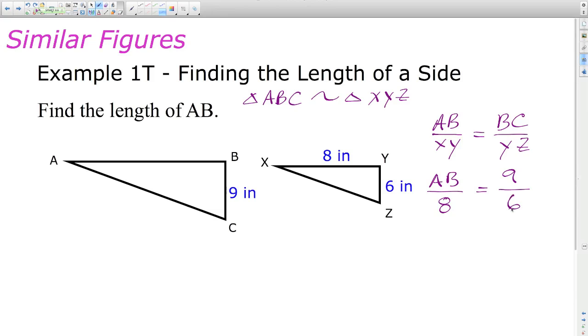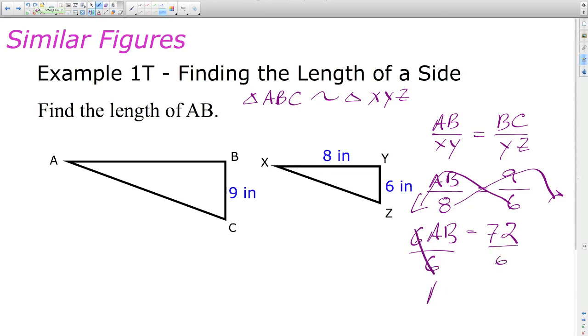Now it's a matter of solving the proportion, and that's just using cross products. Here we go, 6 times AB gives 6AB, and that's equal to 8 times 9, which of course gives 72. Divide each side by 6. The length of AB is going to be equal to 12 inches, because 72 divided by 6 is 12. And I put my units on there. So the length of AB is 12 inches.